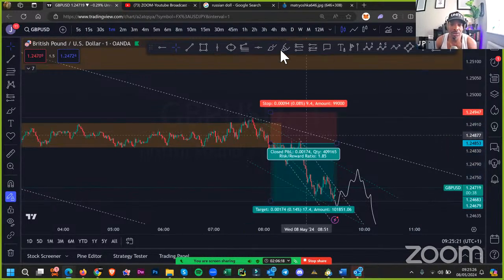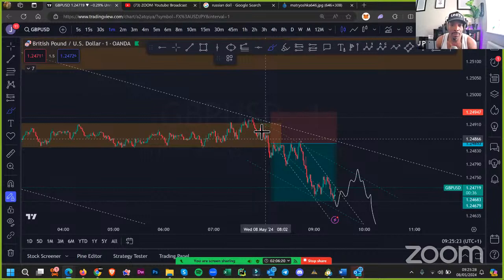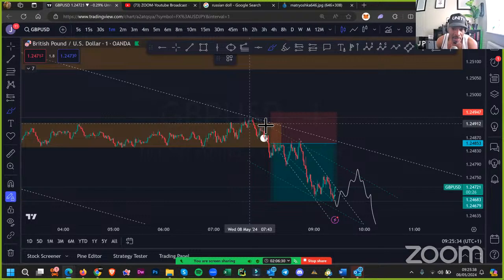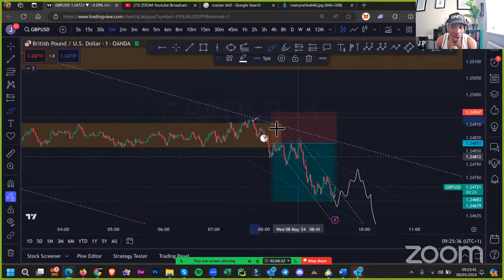I would say, look, that entry that I took right there is pretty close to this premium. It's pretty close to being as premium as it can be. And don't get it twisted, there is an entry right here, right on that line up there. But it's on a very small time frame.